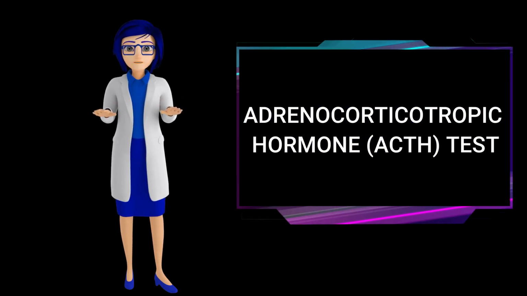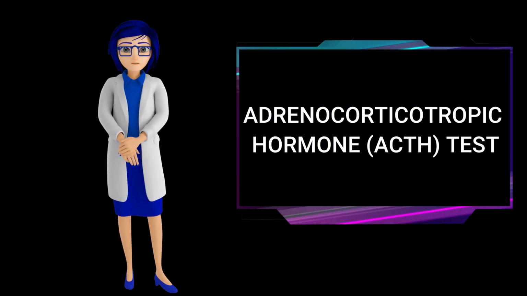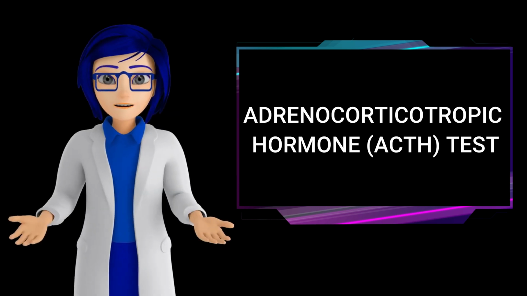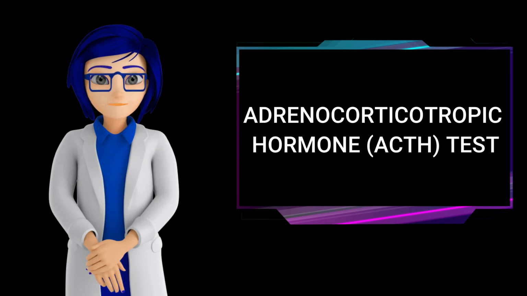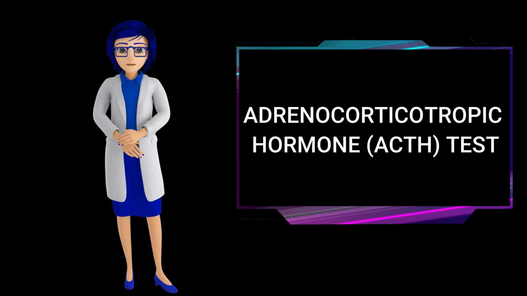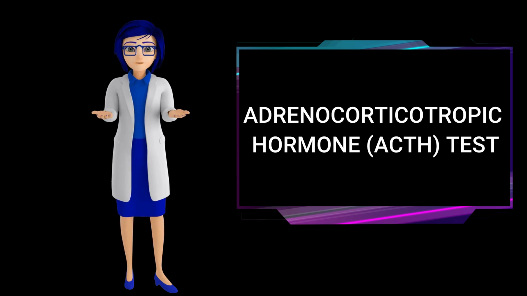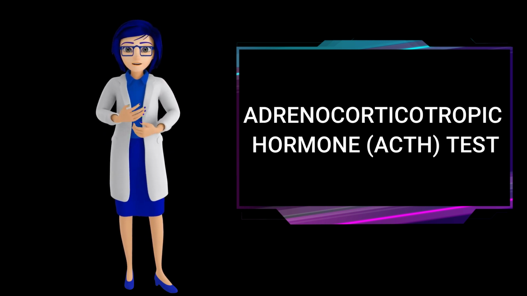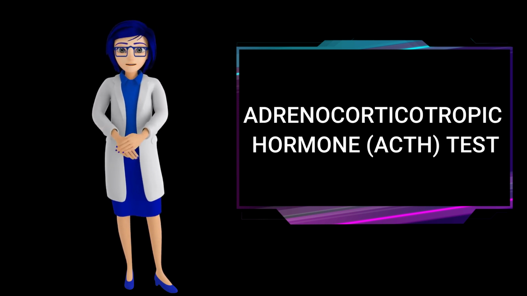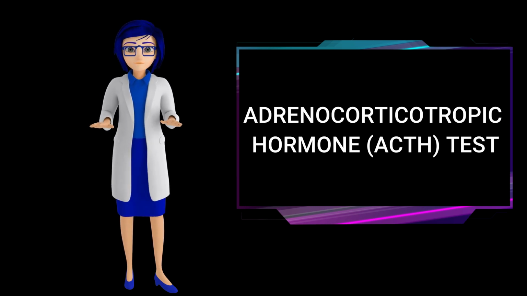Adrenocorticotropic hormone, ACTH. What is an adrenocorticotropic hormone, ACTH, test? This test measures the level of adrenocorticotropic hormone, ACTH, in the blood. ACTH is a hormone made by the pituitary gland, a small gland at the base of the brain. ACTH controls the production of another hormone called cortisol. Cortisol is made by the adrenal glands, two small glands located above the kidneys.